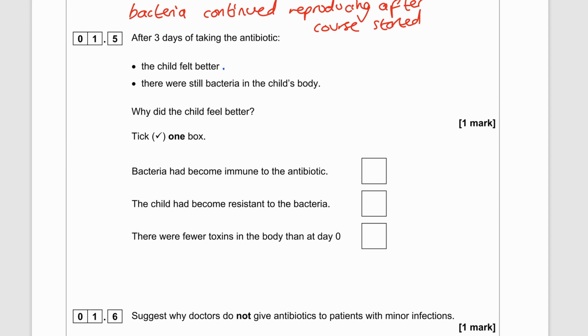Question 1.5. After 3 days of taking the antibiotic, the child felt better. There was still bacteria in the child's body. Why did the child feel better? Tick one box. Bacteria had become immune to the antibiotic.